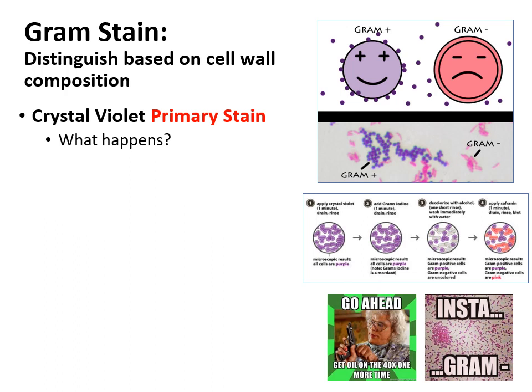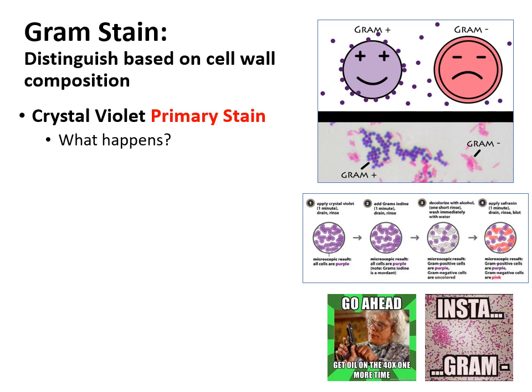What happens here is all cells take in the primary stain, meaning both Gram positive and Gram negative will take in whatever the primary stain is that you use. If you use crystal violet, then all cells at this stage will be purple. So Gram positive and Gram negative after the primary stain of crystal violet are all purple.